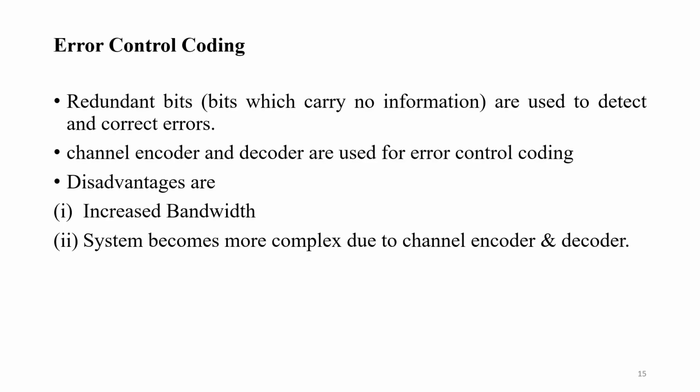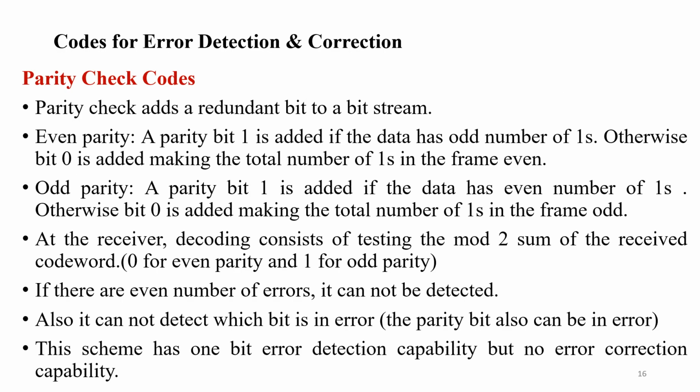Error control coding. In error control coding, redundant bits, that is, bits which carry no information, are used to detect and correct errors. Channel encoder and decoder are used for error control coding. Disadvantages are increased bandwidth, and the system becomes more complex due to the channel encoder and decoder. Codes for error detection and correction.